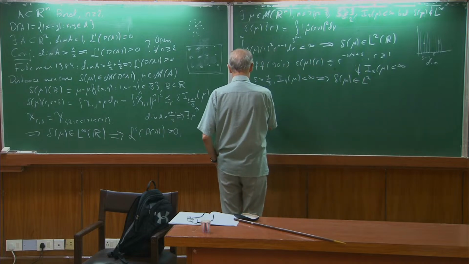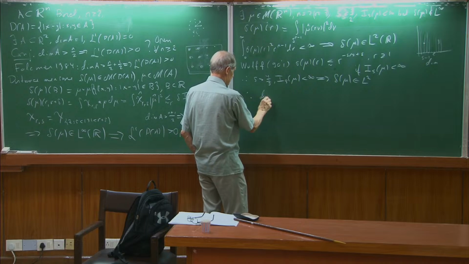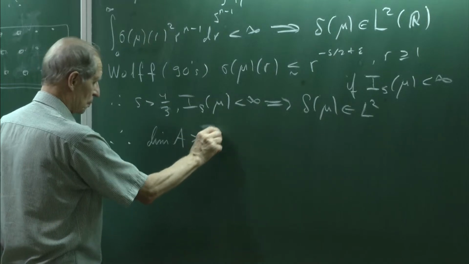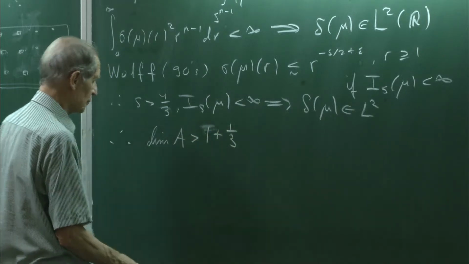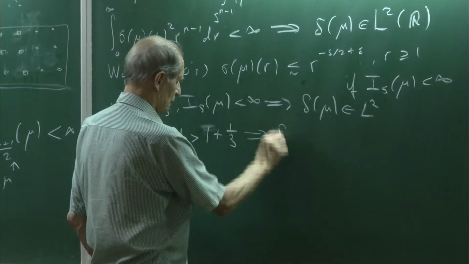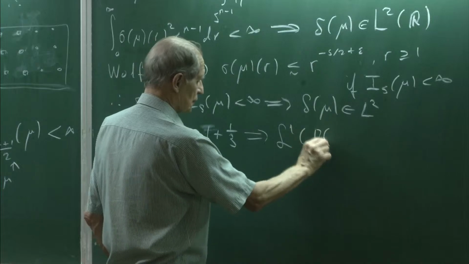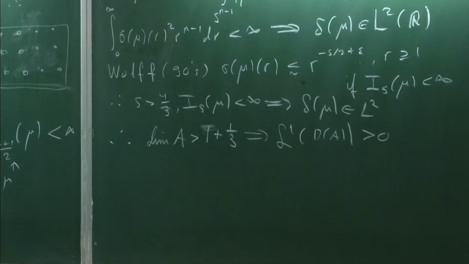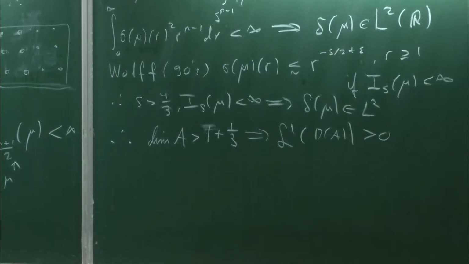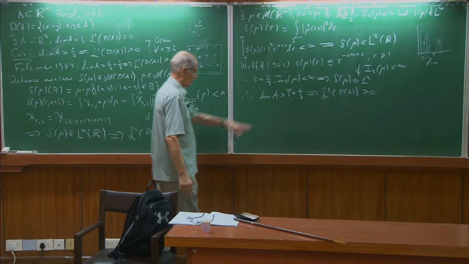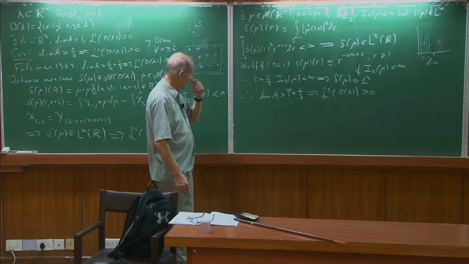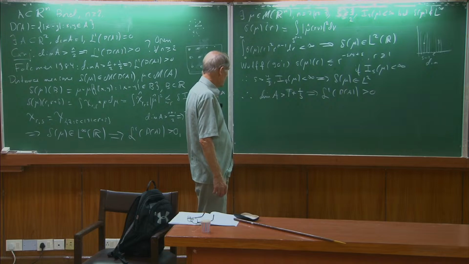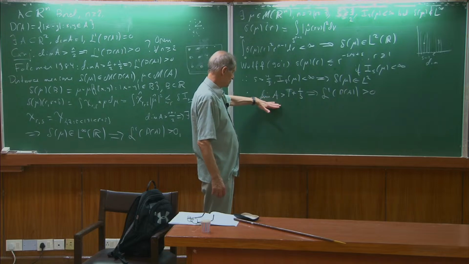And this gives that if the dimension of A is bigger than 4/3, I write it 1 plus 1/3, which is the same as 4/3, then the distance set has positive Lebesgue measure. So here we had half above the conjectured value, somewhere there. And now we have 1/3 above it. So we are approaching. So now can you use this method to lower this?